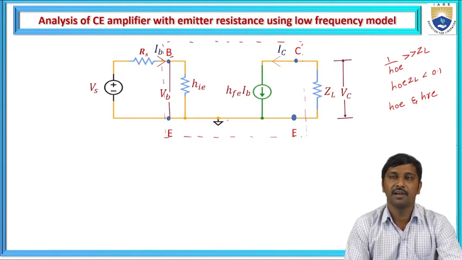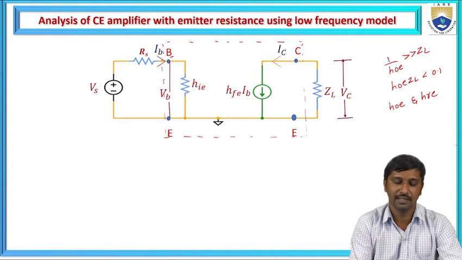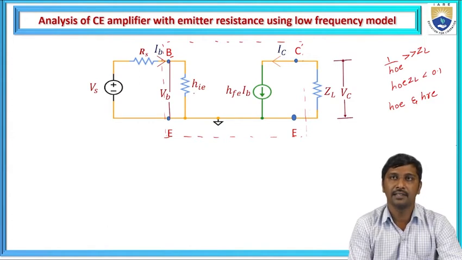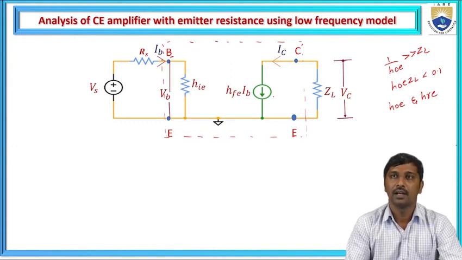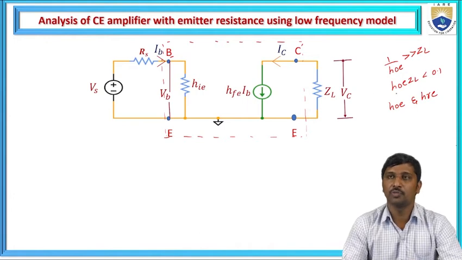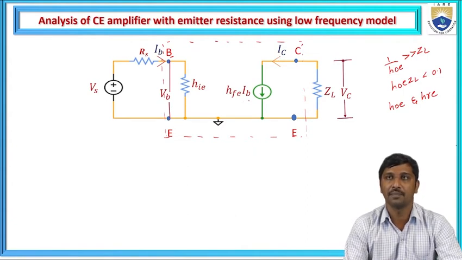Hence, the simplified approximate model for common emitter amplifier without emitter resistance is like this. On the input side, there is the source resistance and HIE, the input impedance, and there is no reverse voltage gain, hence the input impedance is directly connected to the ground potential. On the output port, we remove the output admittance, hence HOE is removed. That is the reason the collector current is directly equal to HFE times IB. And the output voltage is measured across the load resistance.